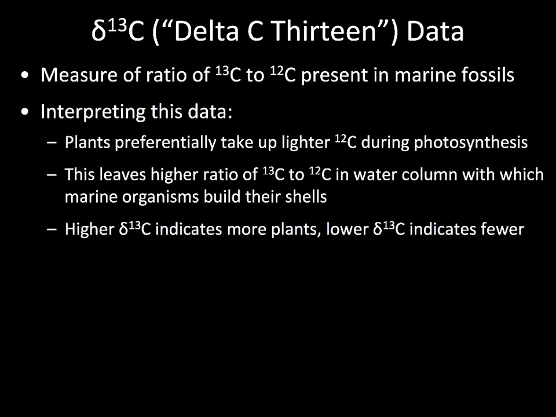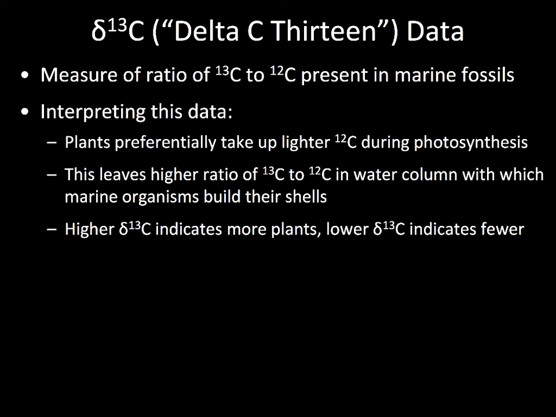So when they photosynthesize, plants preferentially take up the lighter isotope of carbon, which is conveniently also the more naturally abundant isotope of carbon, carbon-12. They take that up during photosynthesis, the lighter isotope. And what that leaves behind as a result is a higher ratio of carbon-13 to carbon-12 in any given water column, let's say the ocean.